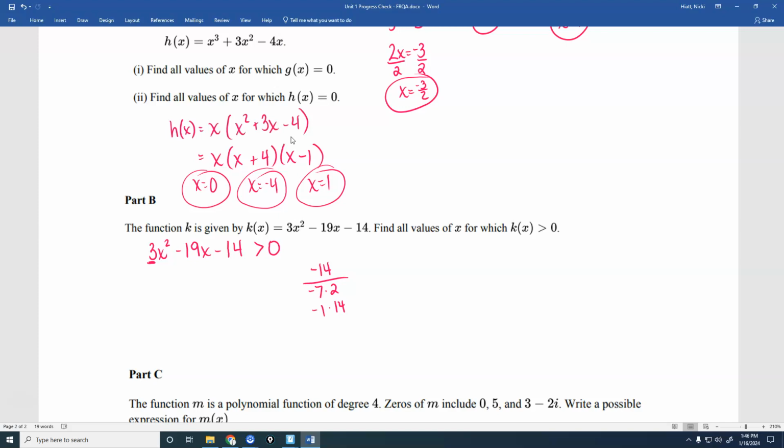What I don't like about the X method on this one is you got to do 3 times negative 14. And that gets to be a fairly big number. And I don't know my multiplication tables up to numbers that big. And then I don't like doing it.